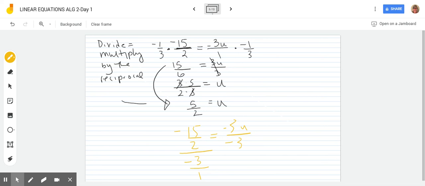You would literally go over here. I'm going to do it over here because I ran out of room. 15/2 times -1/3. And it's the same thing that we had over here. It's the exact same thing. But this is easier. To remember that to divide means to multiply by the reciprocal is a really good deal.